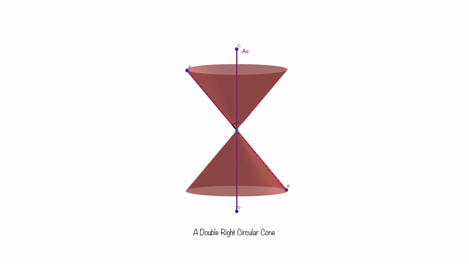Here the fixed vertical line CD is called the axis of the cone and the rotating line AB is called the generator of the cone. And the fixed point which is the intersection of generator and axis is called the vertex of the cone. The angle between generator and axis is called the vertex angle. We denote it by alpha. The two cones that you see here are called naps. The one above the vertex is called the upper nap and the one below the vertex is called the lower nap.